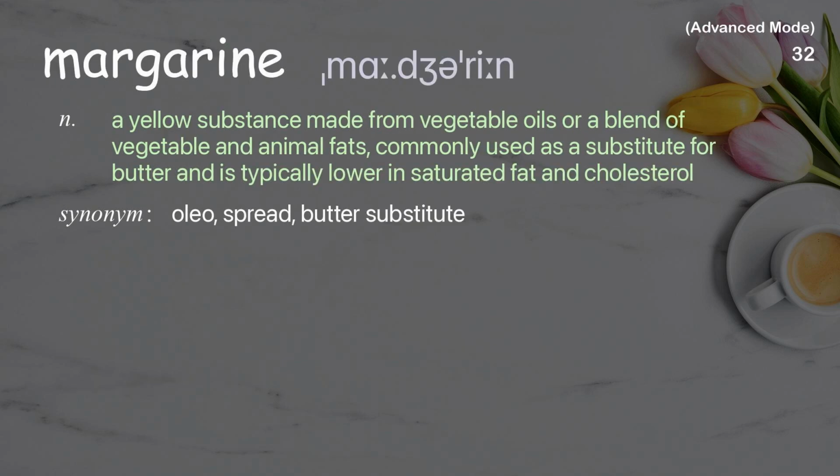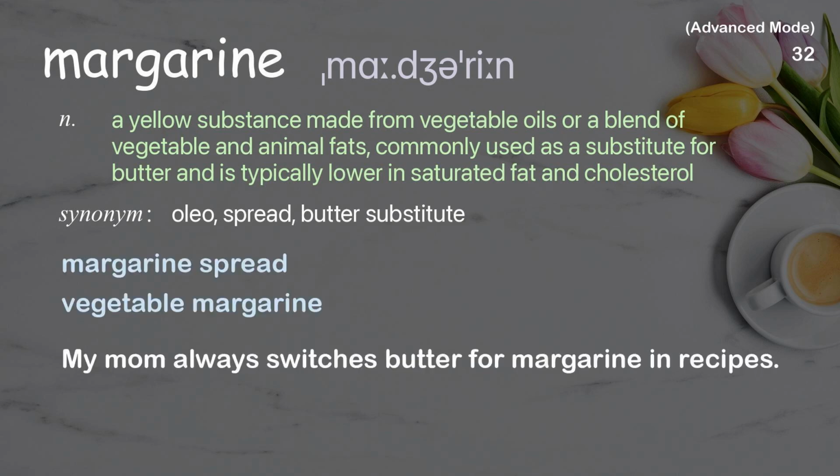Margarine. A yellow substance made from vegetable oils or a blend of vegetable and animal fats, commonly used as a substitute for butter and is typically lower in saturated fat and cholesterol. Examples: Margarine spread. Vegetable margarine. My mom always switches butter for margarine in recipes.